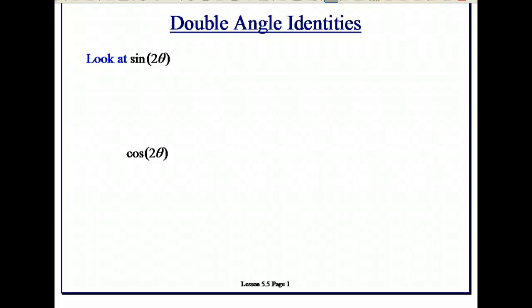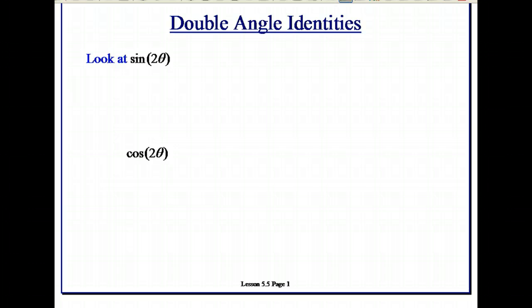All right, this is lesson 5.5, and it's the last section of chapter 5. It's been a bit of a long chapter, not as long as chapter 4, but we've had quite a few things going on in chapter 5. And so if you're wondering where it ends, this is where it ends with our double angle identities.